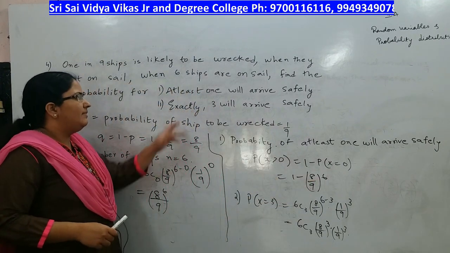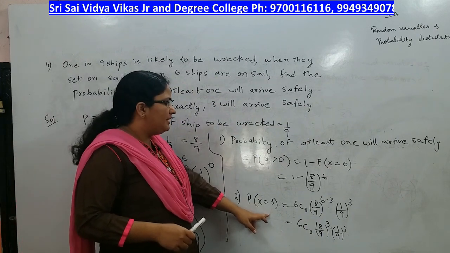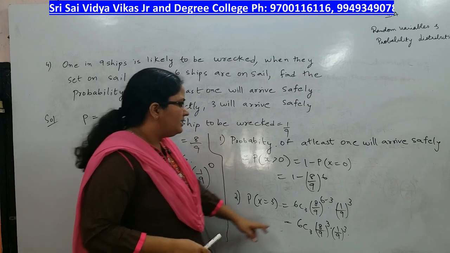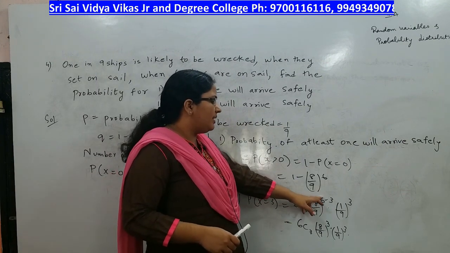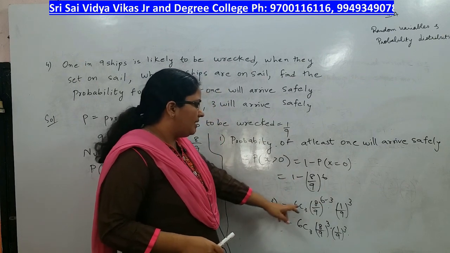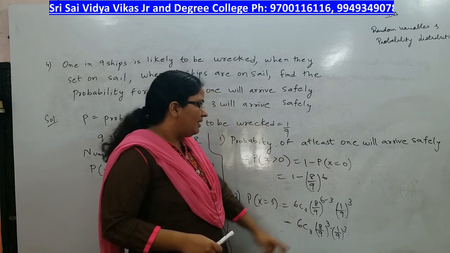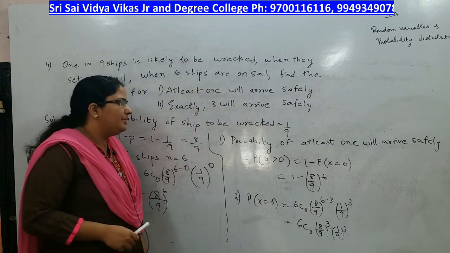Next, exactly 3 will arrive safely. P of x is equal to 3 is equal to 6C3 (8 by 9) whole power 6 minus 3, (1 by 9) whole cube. 6C3 (8 by 9) whole power 6 minus 3 will be (8 by 9) whole power 3, (1 by 9) whole cube.